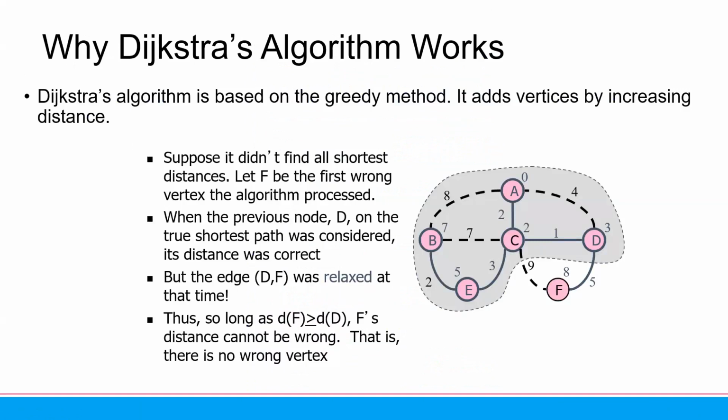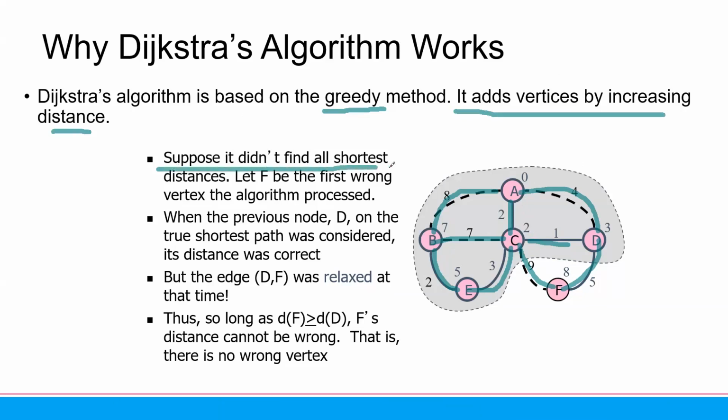Why does the Dijkstra algorithm work? The Dijkstra algorithm is based on the greedy method. Greedy means I want to check all possibilities. So I will check A to B, A to C, A to D, B to C, B to E, E to C, and all possibilities. And then again check another possibility if there is any update. It adds vertices by increasing distance.